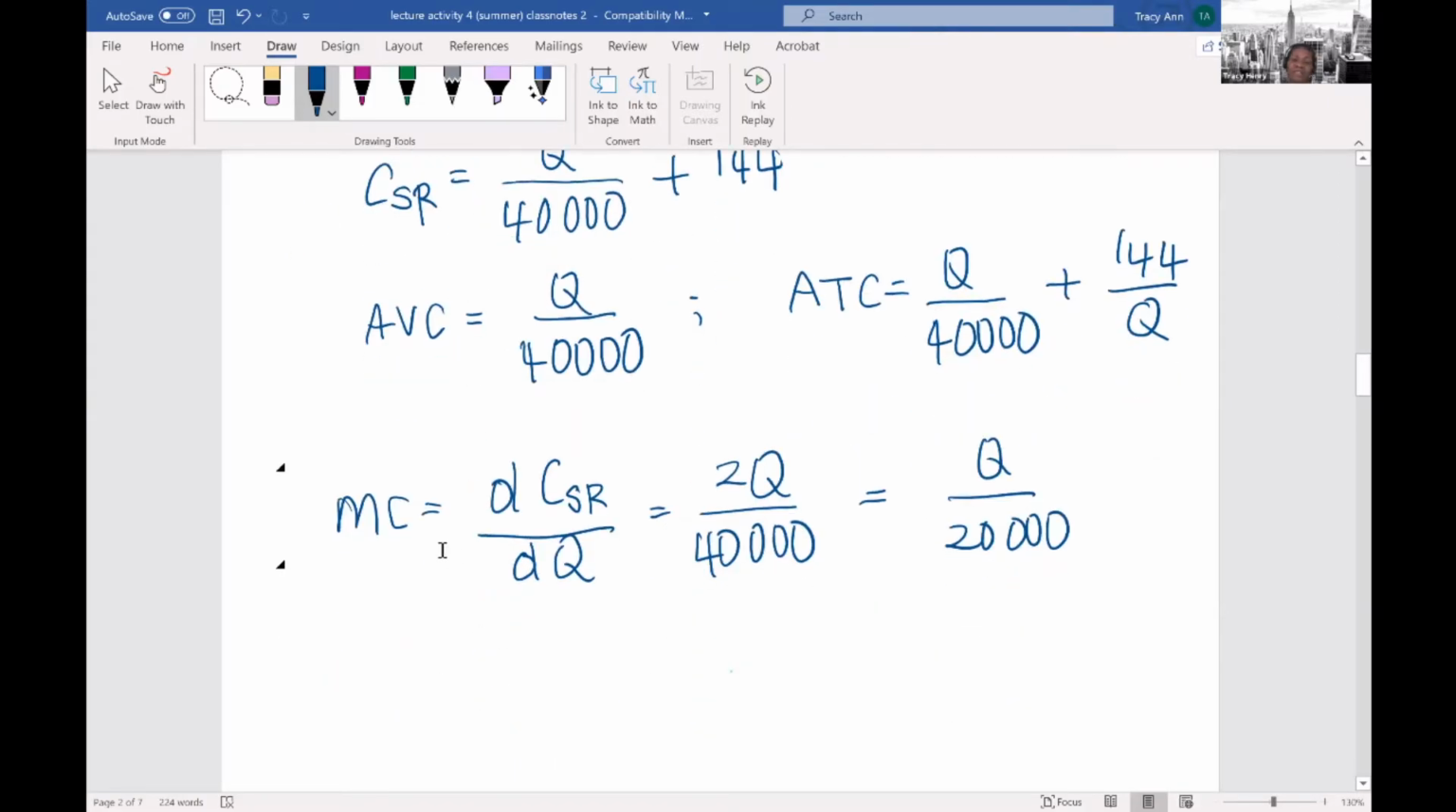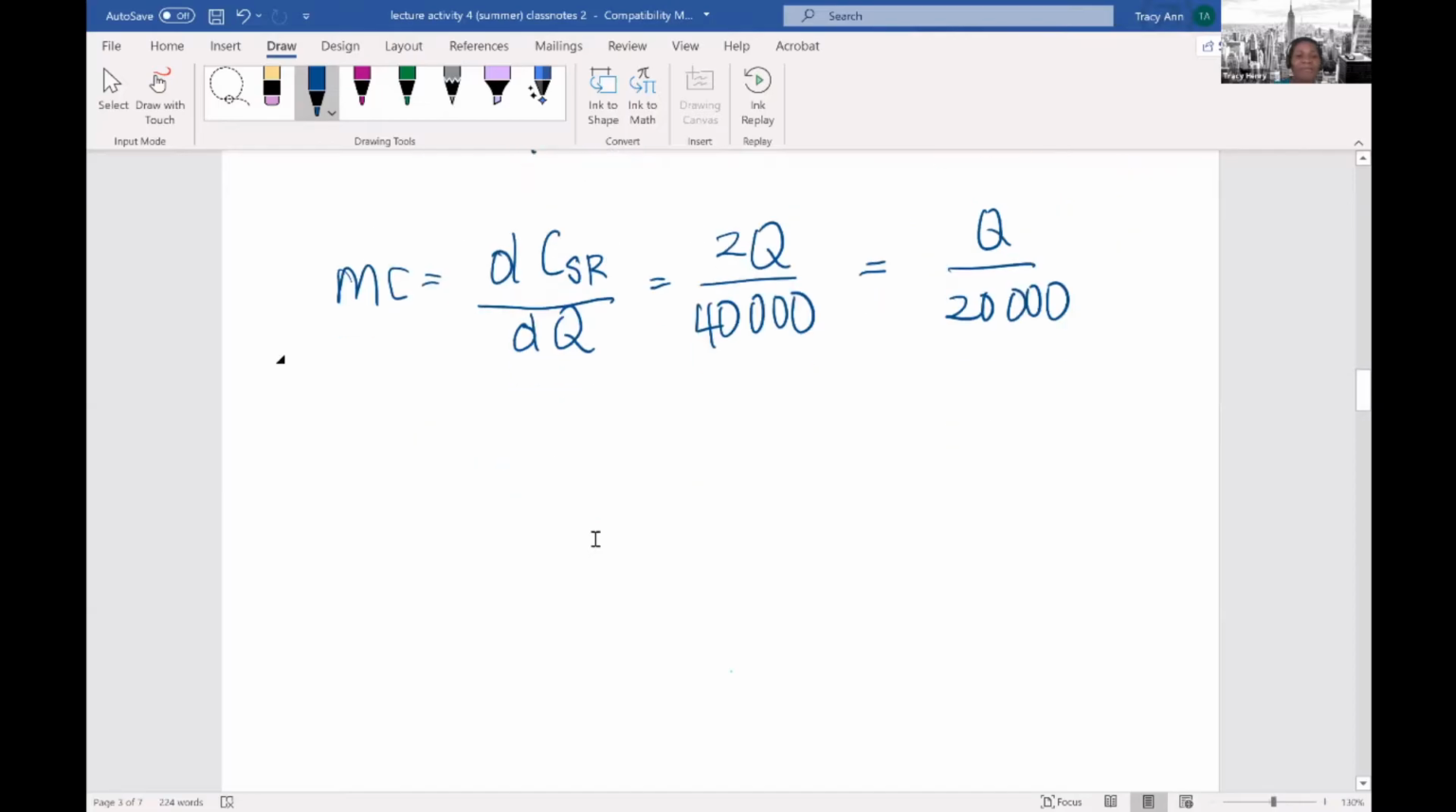Then if you want to graph your marginal cost, it behaves similarly to your average variable cost. But one thing you should notice, very interestingly, is that your marginal cost is always greater than your average variable cost. That's no surprise, because my average variable cost is always increasing here, so it's no surprise that my marginal cost is greater than my average variable cost.